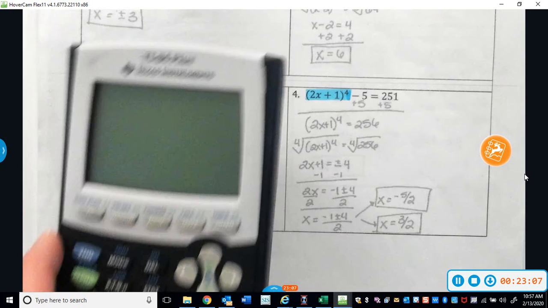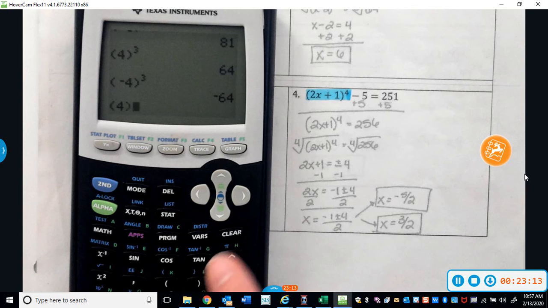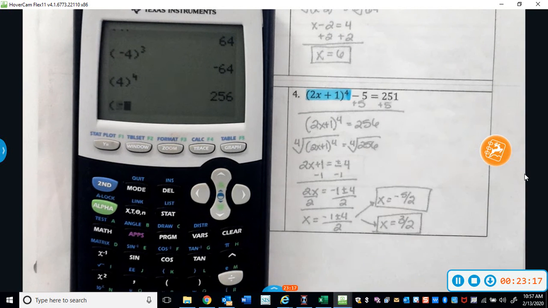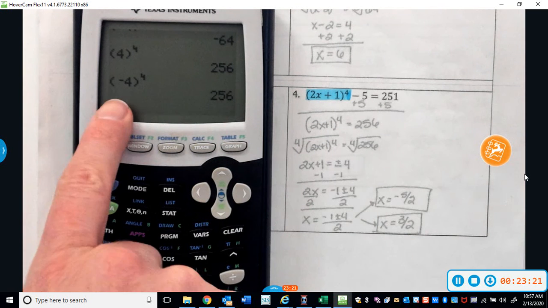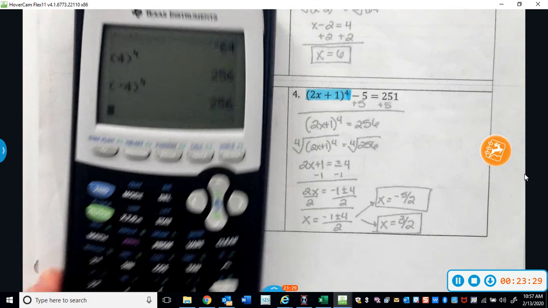And the reason for that is if I double check, when I do 4 to the 4th power, it gives me positive 256, but negative 4 to the 4th power also gives me positive 256. Because if you think about it, if I have 4 negative 4s, anytime I multiply two of them together, a negative times a negative will give me a positive. So that's why I end up with a positive answer in the end.